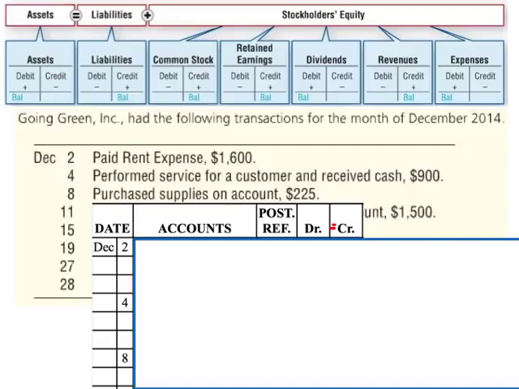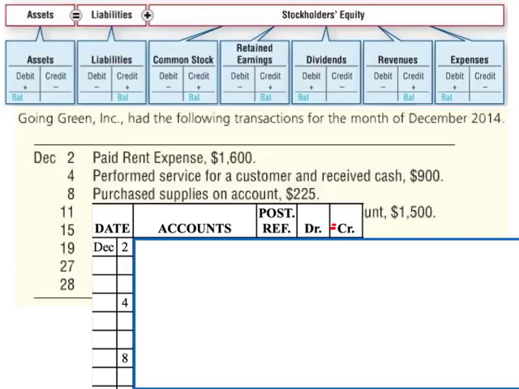So remember, assets increase with a debit, hence the plus sign here. Assets increase with the debits. It should carry a debit normal balance. Liabilities, common stock, retained earnings, and revenues all increase with credits. They're on the other side of the accounting equation. The only difference here are dividends and expenses, which actually increase on the debit side like assets do. So that's important to keep in mind when we're analyzing these transactions.